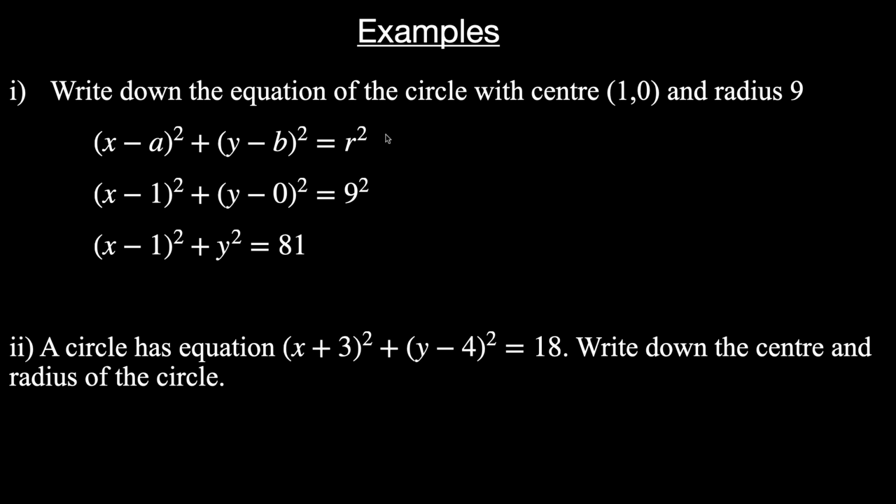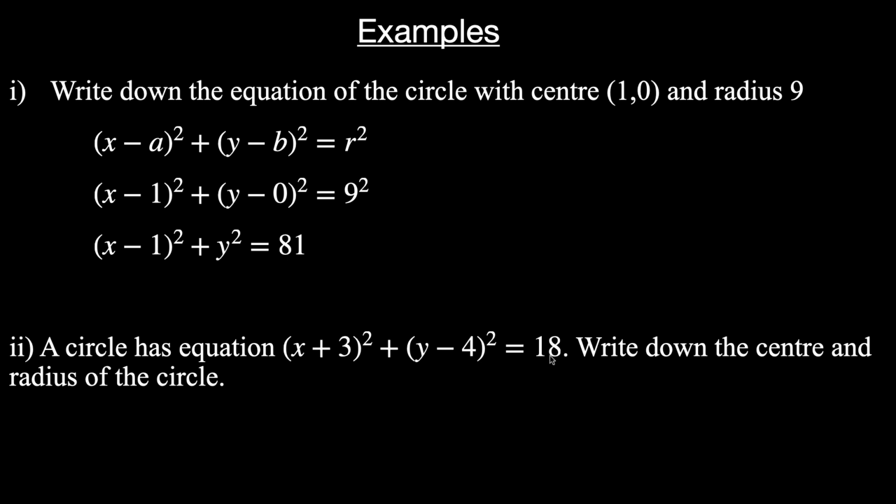And notice in the general equation, it's always a negative a and negative b. And that gives us the positive numbers for the center. So you need to reverse these signs to find the center. So if it says x plus 3 all squared, that means the x coordinate of the center will be negative 3, and the y coordinate of the center will be positive 4.